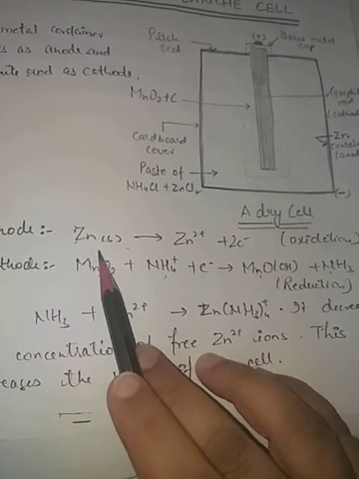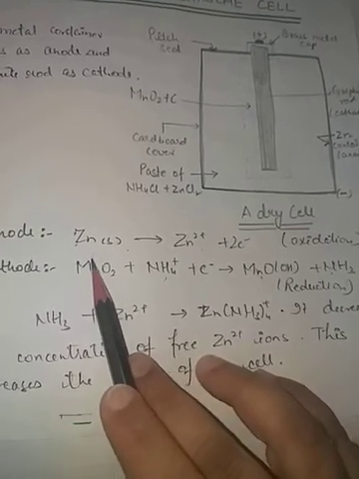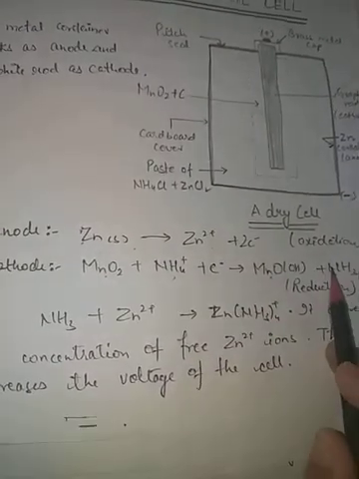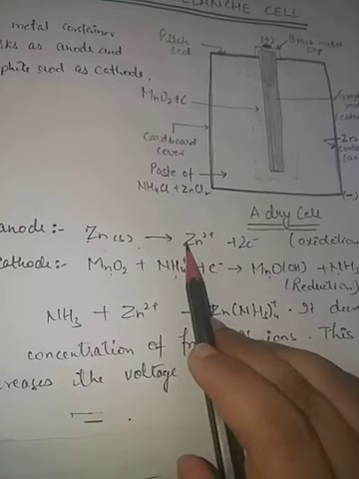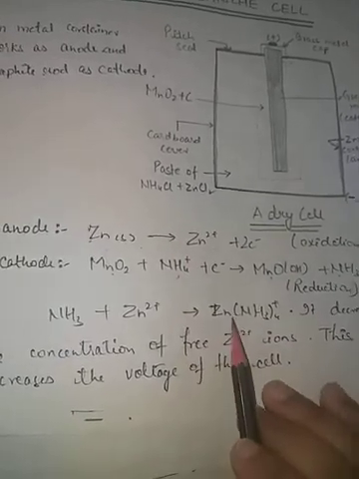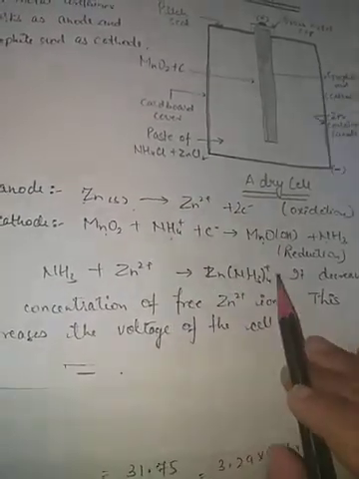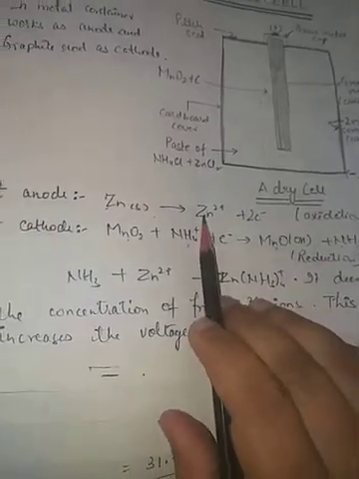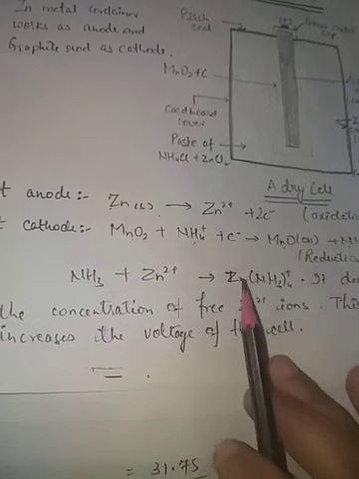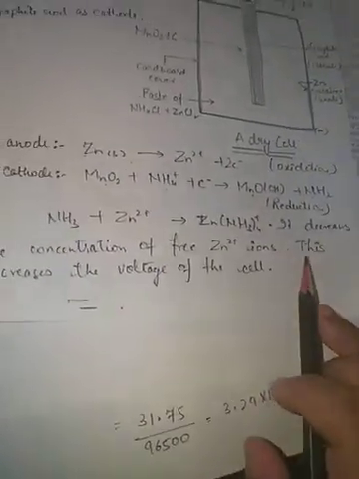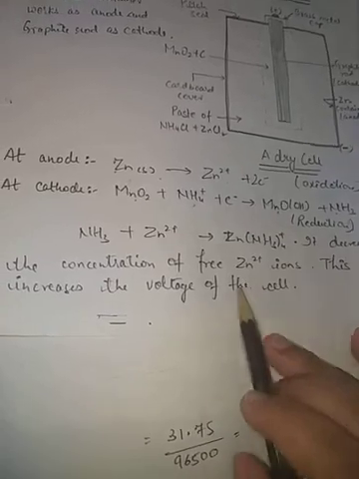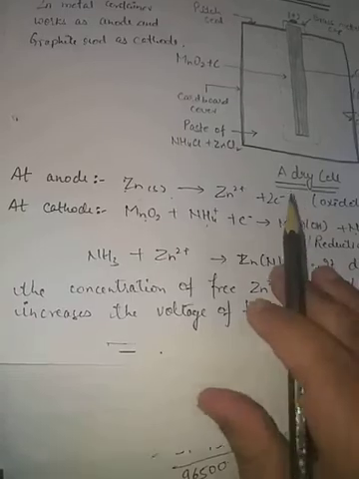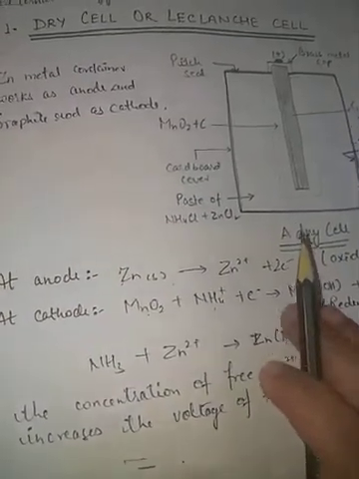Mn here is in the +4 oxidation state, and it changes to the +3 oxidation state. This ammonia will combine with the zinc ions to form a complex, and since it keeps on reacting with the zinc ions, the concentration of the zinc ions keeps on decreasing. This increases the voltage of the cell. These cells we use in our torch and all.